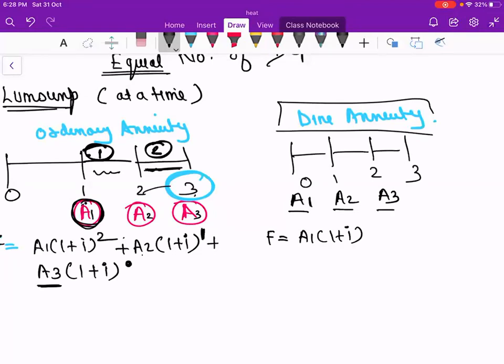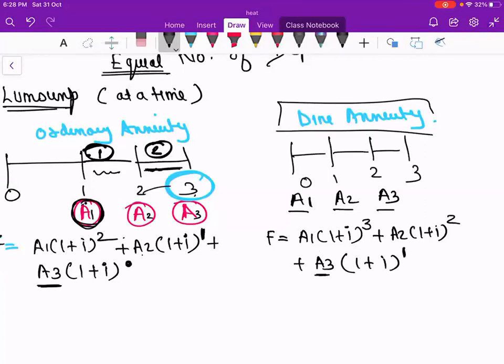Yes, it will be 3. Very good. It will be 3 plus A2 times 1 plus I to the power, what will be the value for A2? 2. Very good. Plus A3. What will be the value for A3? 1 plus I to the power, for A3 it will be 0. Okay, it will be 0.